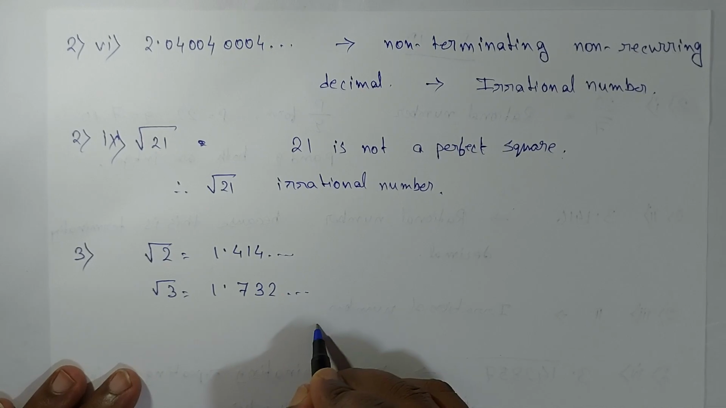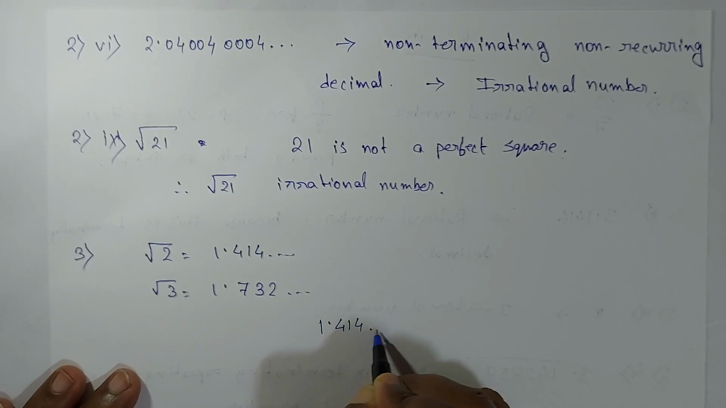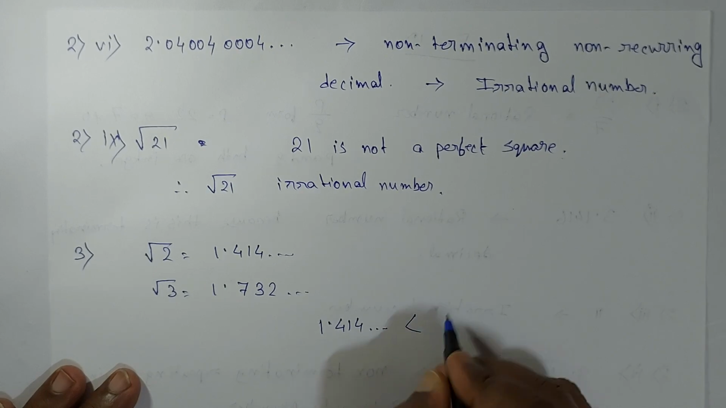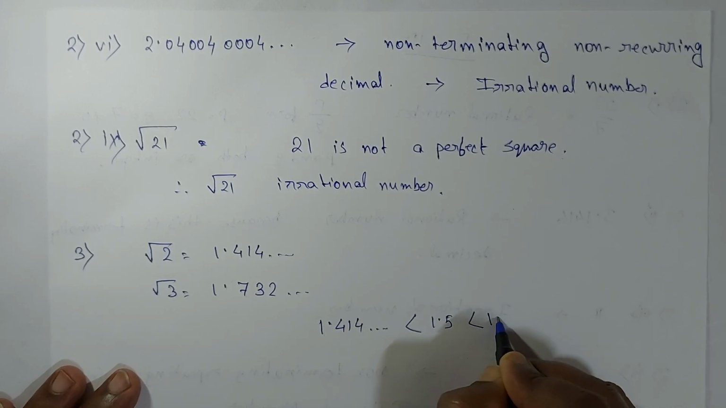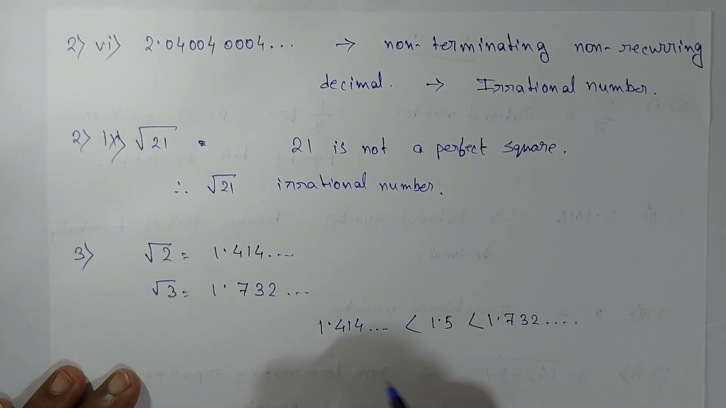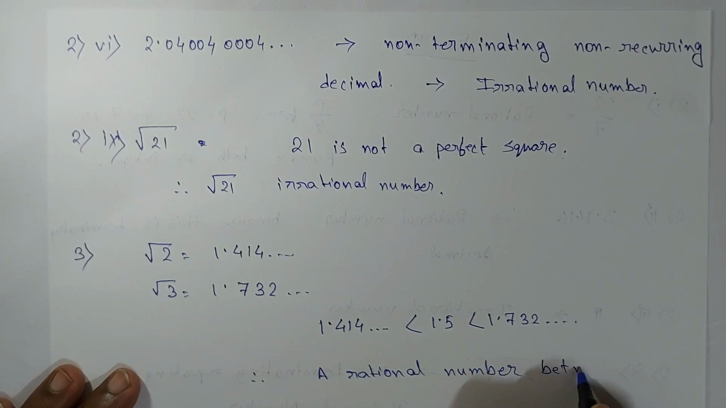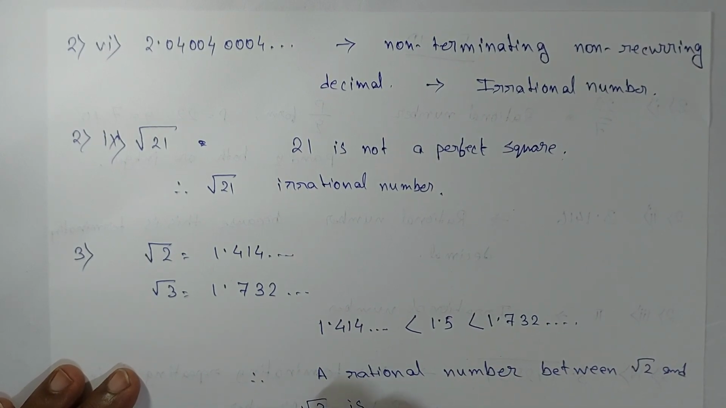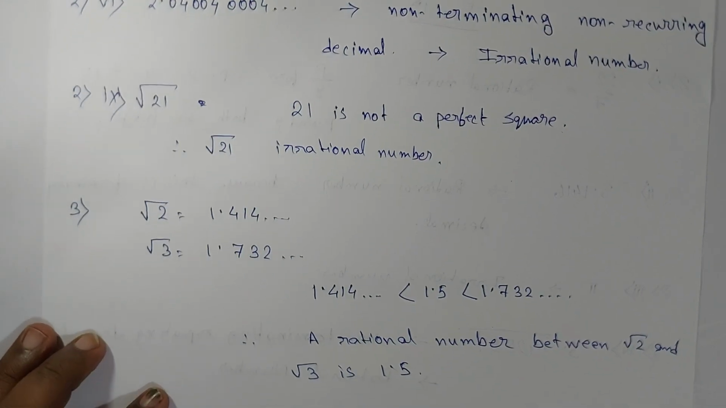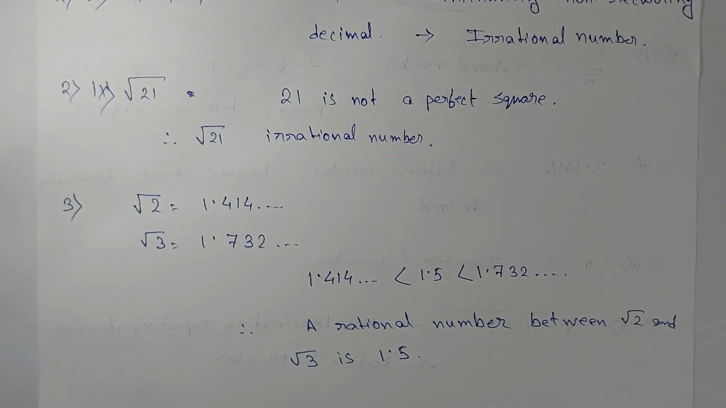So 1.414 is less than 1.5, which is less than 1.732. Therefore a rational number between root 2 and root 3 is 1.5. Understood? Next is question number 4.